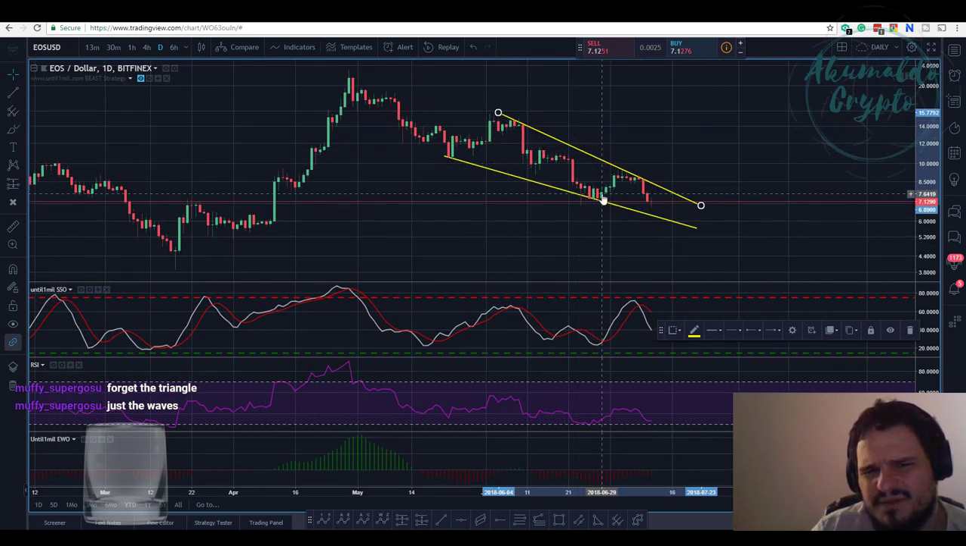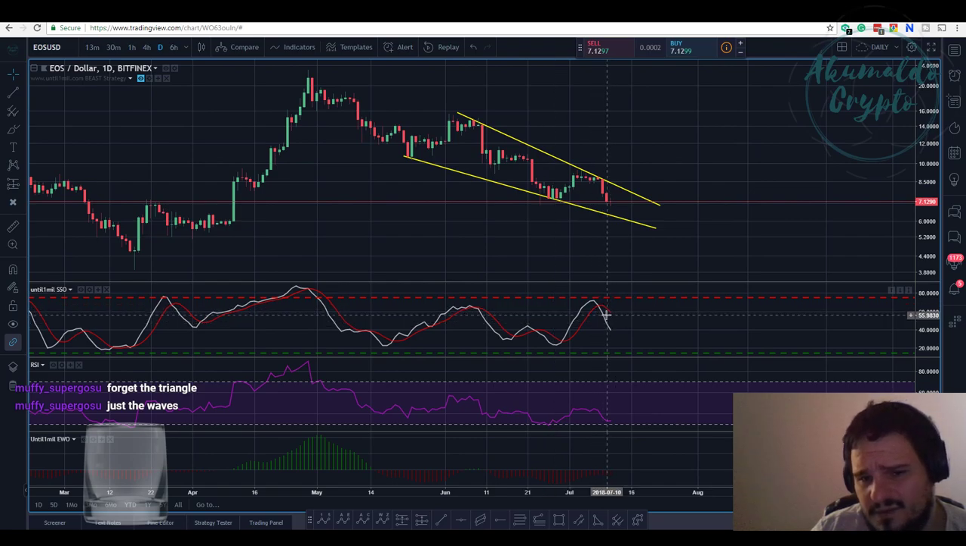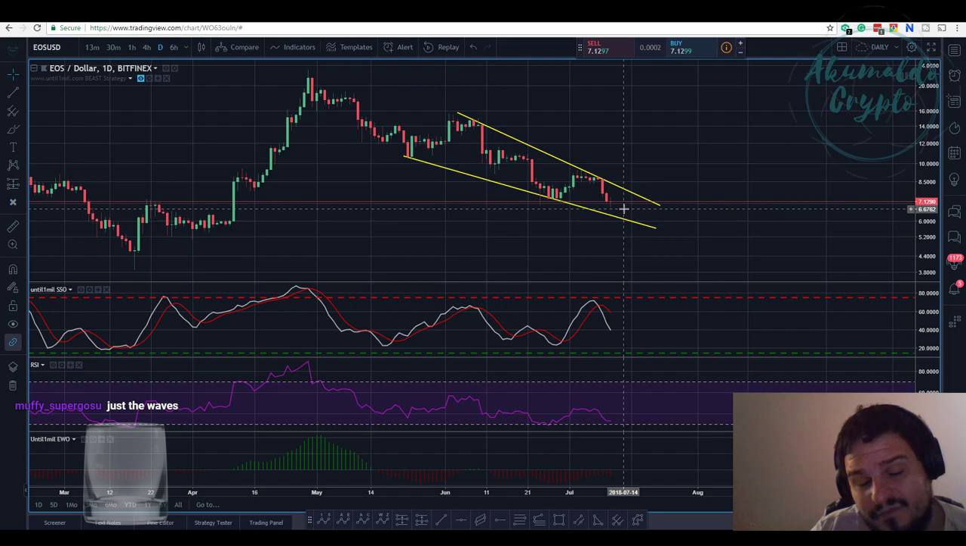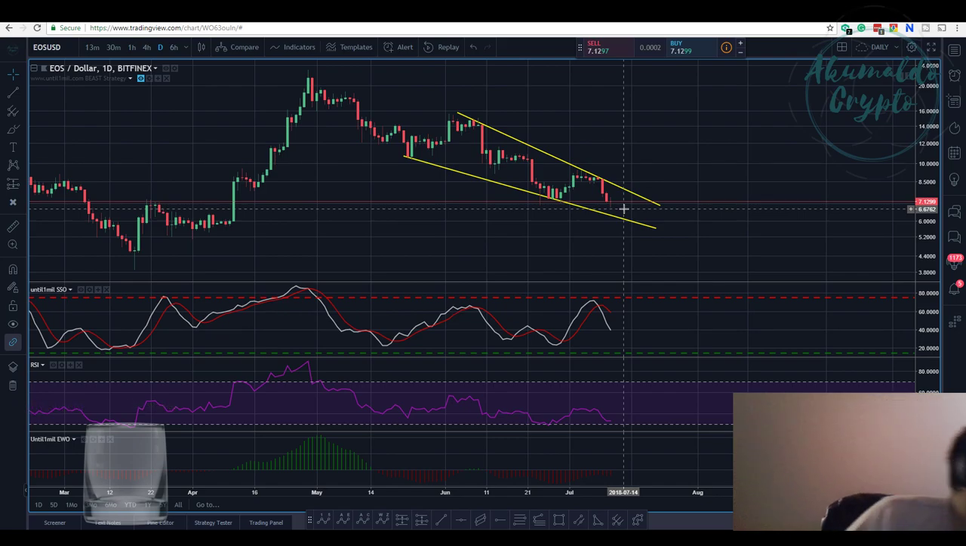So I don't see it as a... And here we have a doji candle. The stochastic is nasty. Okay, I give you that. That's why I have my stop losses. Forget a triangle, just the waves. I can't forget, wave C is an earlier wave with the same target. ABC correction with 1-1 extension.